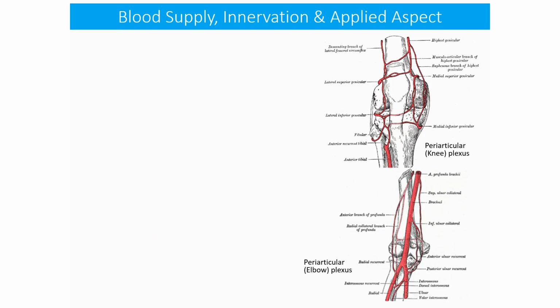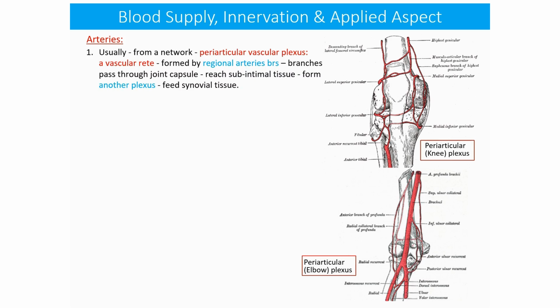Blood supply, lymphatic drainage, and innervation of a typical synovial joint. First, the arteries. Arteries usually form a network, the periarticular vascular plexus, around the joint in the shape of a vascular rete, which is formed by regional artery branches. The branches from this rete pass through the joint capsule and reach the subintimal tissue, where they form another plexus which feeds the synovial tissue.